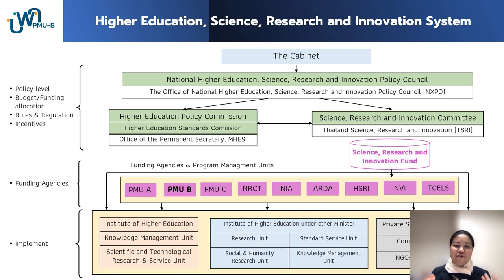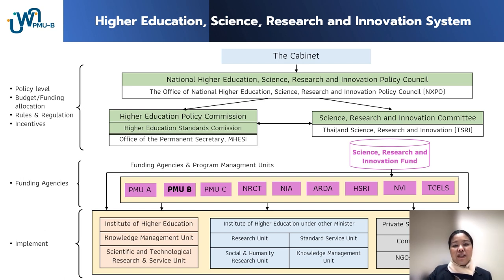There are various mandates for each PMU. Our PMU-B focuses on frontier research and human resource capacity building, especially highly skilled researchers. PMU-A is area-based, PMU-C is competitiveness, and NIA is the National Innovation Agency, focused on innovation, startups, and so forth.